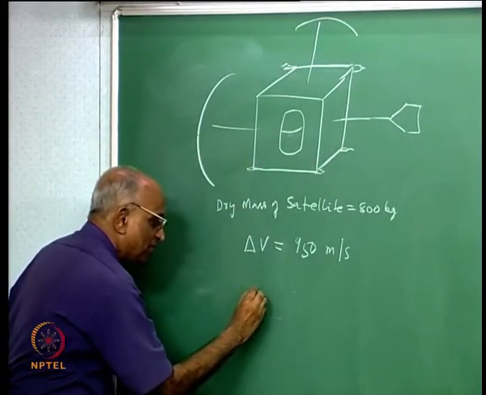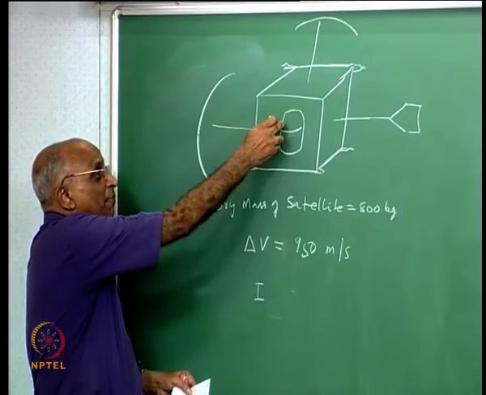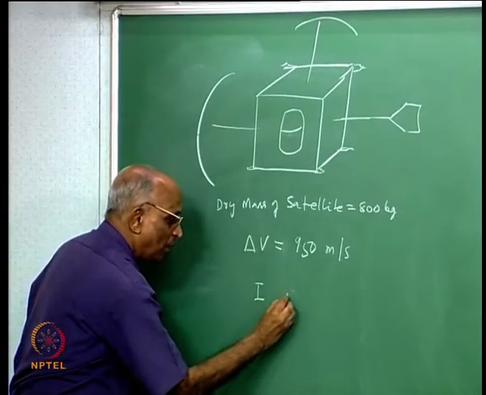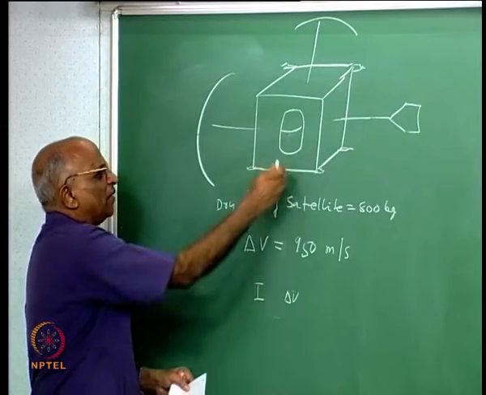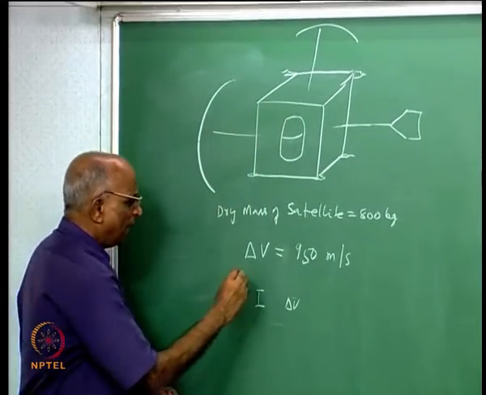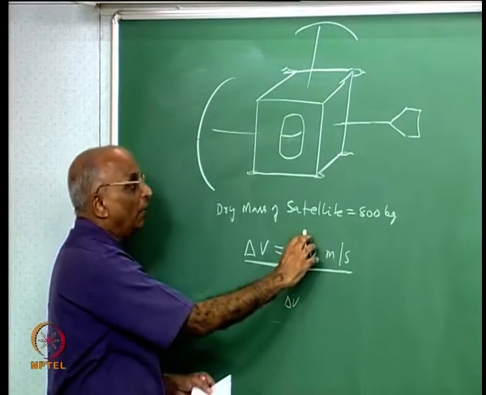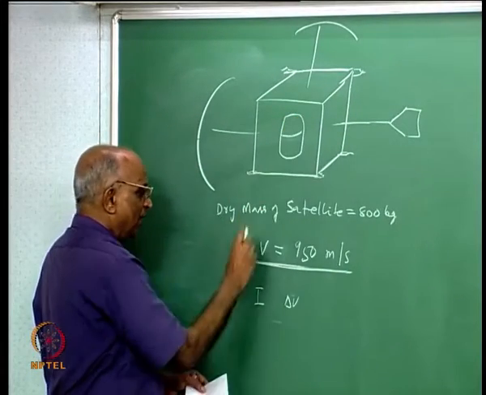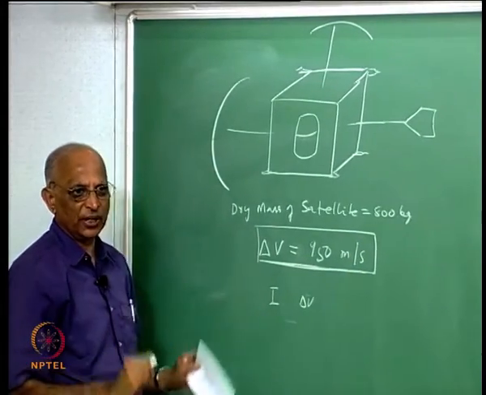That means I have to give some impulse to the satellite. Impulse is change of momentum. I know the mass of the satellite, therefore I can find out what is the delta V which I must give to the satellite. I keep on adding the different delta V's for attitude control, for station keeping. I find that during the total mission of this satellite for a few years, I need to give a delta V of 950 meters per second.